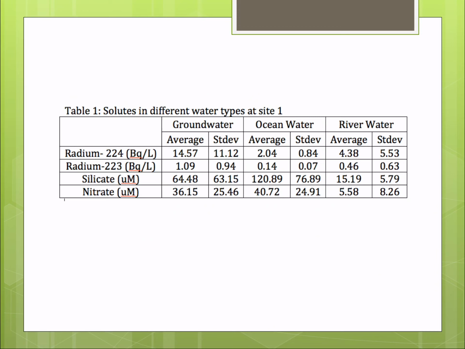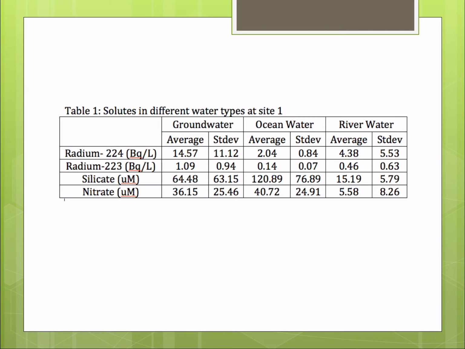Here we go. So now we have our descriptive title at the top. This is table 1. Okay, so this will be the first table in the paper. And we can see that this is solutes in different water types at site 1. Presumably, there's some map in the paper that also shows where site 1 is located. And we can see that we have different averages because we have different types of water. We have groundwater, ocean water, and river water that are being compared. The empty rows with no data in them have been deleted.